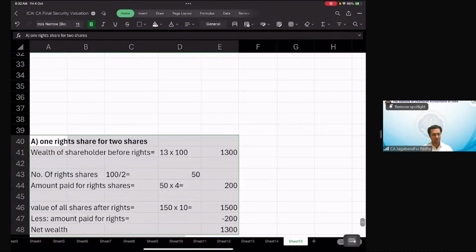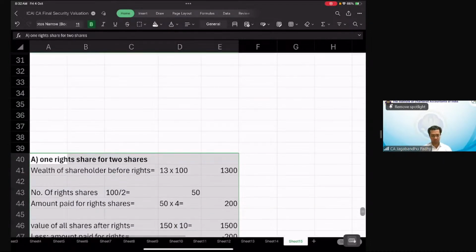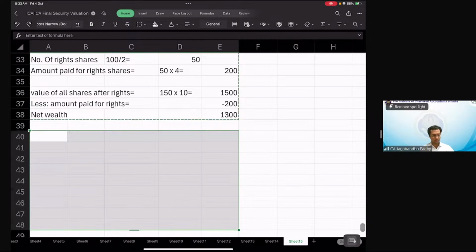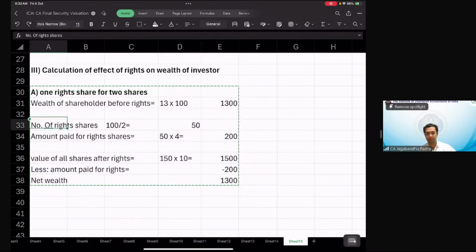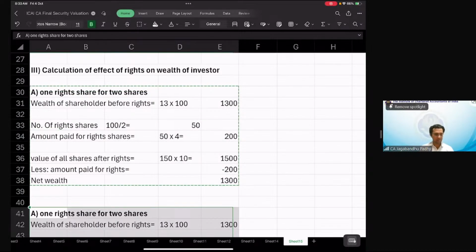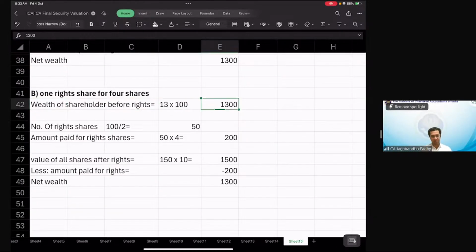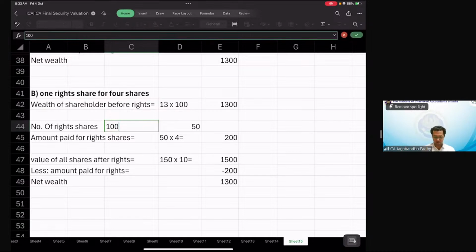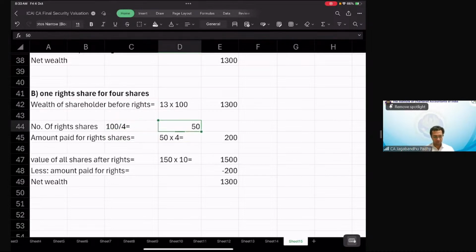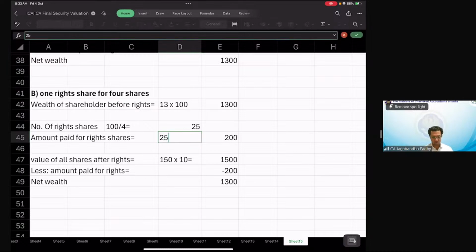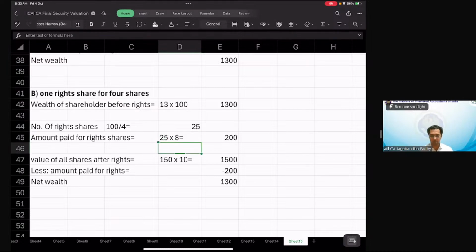one right share for every 4 shares. Right? So you'll get the same answer. 1 into 100, which is 1300. The number of rights shares will be, of course, 100 divided by 4. So you will be receiving 25 shares. The amount that you're paying for rights is 25 into 8, which is 200.